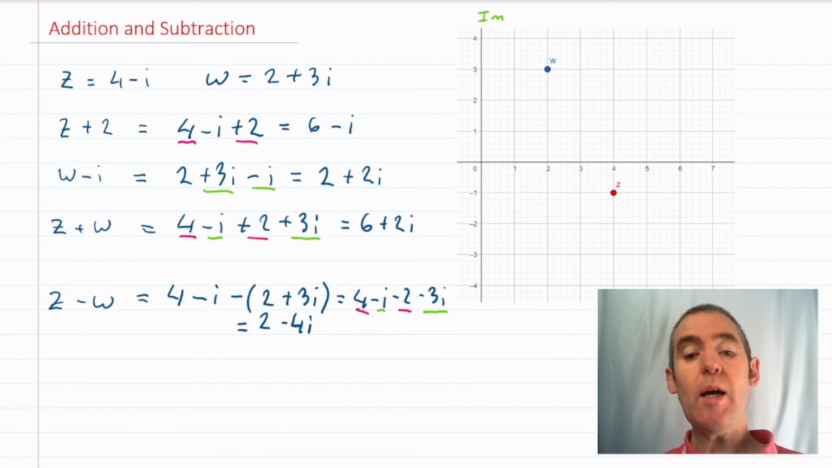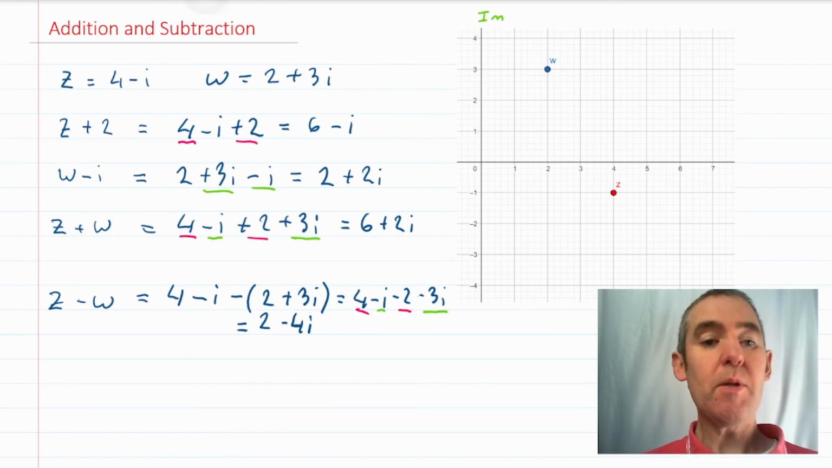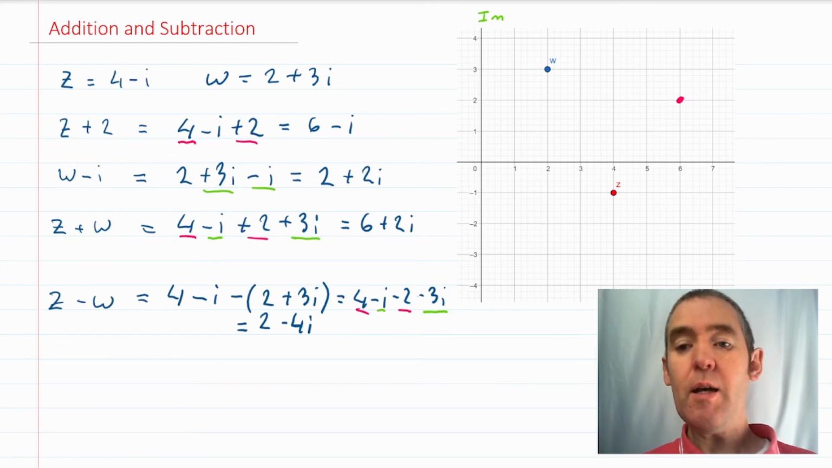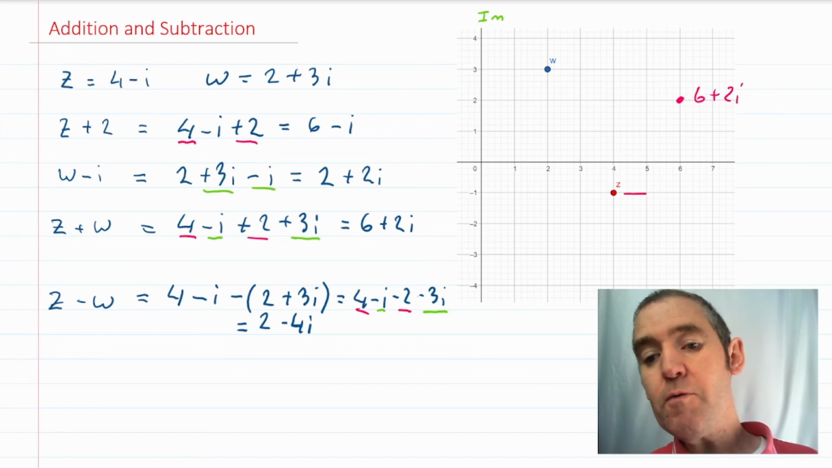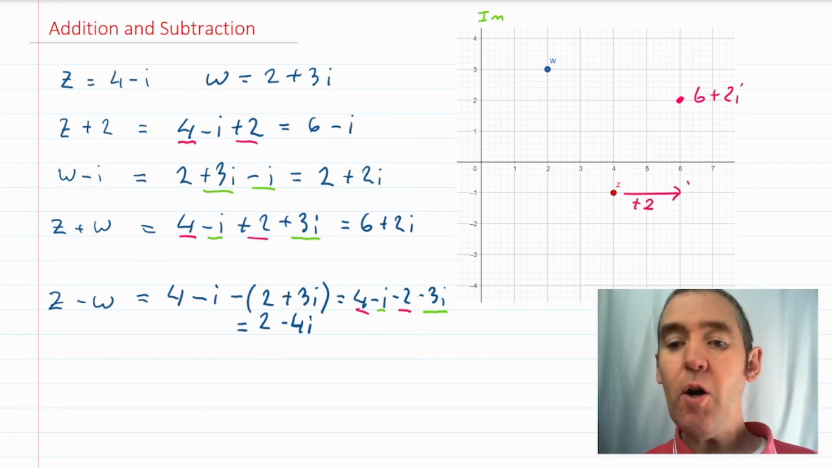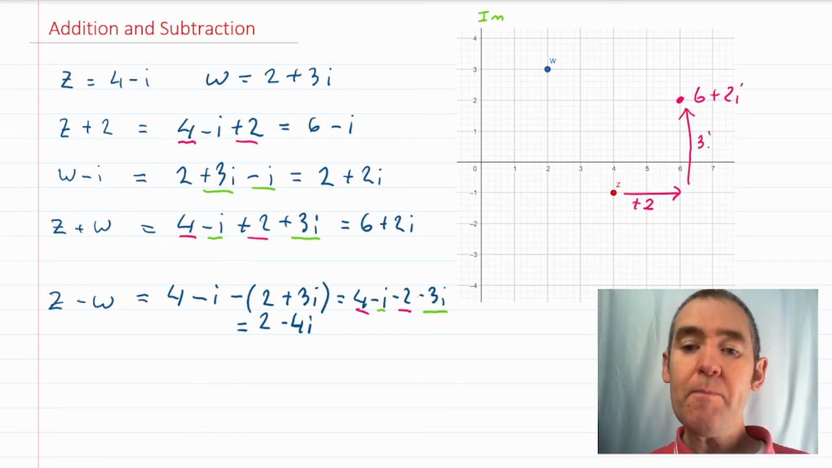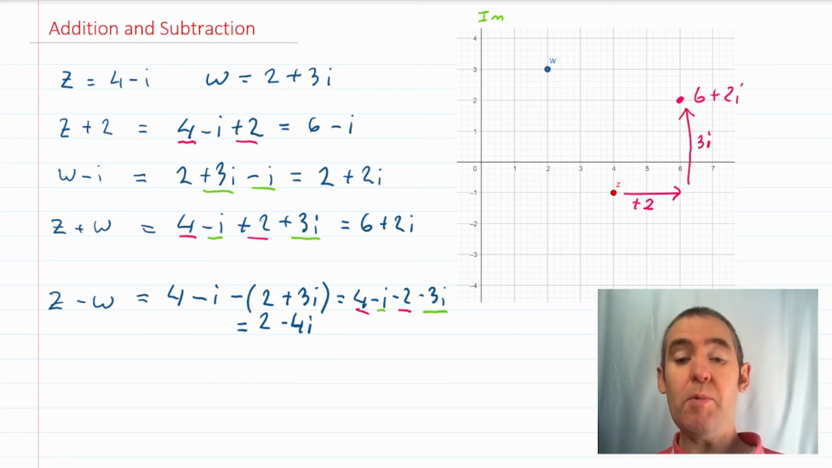So let's look at those 2 numbers on the Argand diagram. So 6 plus 2i is up here. What I want you to notice is that you've gone across this way by 2, and you've gone up by 3i, which is what w was.